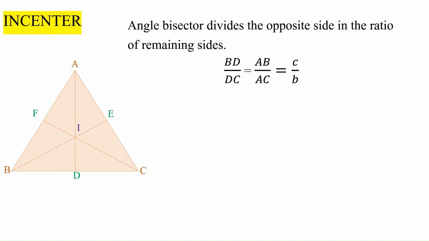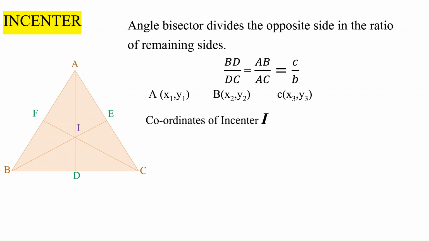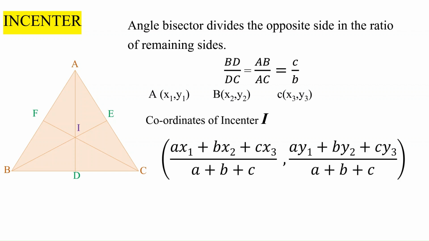Here if we consider the bisector drawn from the vertex A, it divides the side BC at D, and this ratio will be equal to the ratio of the remaining two sides. Now it's touching the side BC at point D, and the ratio of BD is to CD will be equal to AB is to AC. To find the incenter, we have a formula ax1 plus bx2 plus cx3 upon a plus b plus c, comma, ay1 plus by2 plus cy3 upon a plus b plus c, where a, b, c stands for the length of the sides.